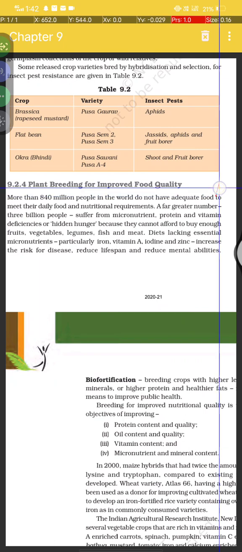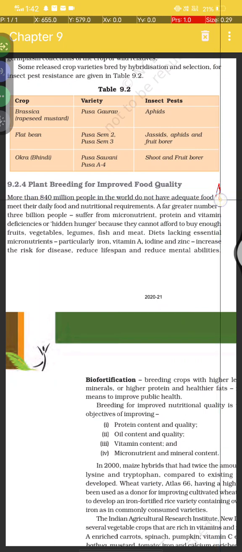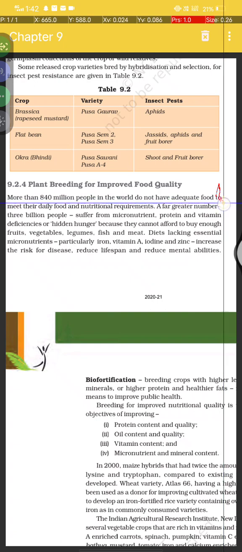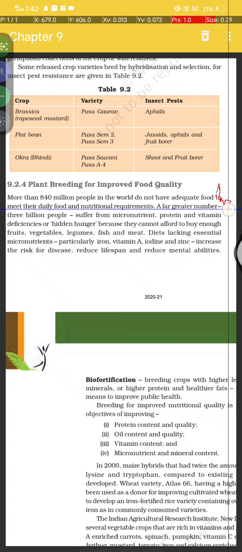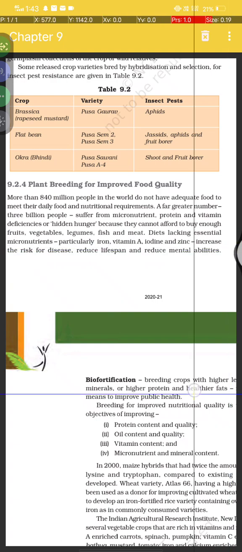9.2.4 Plant breeding for improved food quality. More than 840 million people in the world do not have adequate food to meet their daily nutritional requirements, and far greater than 3 billion people suffer from micronutrient, protein and vitamin deficiency, or hidden hunger, because they cannot afford to buy enough fruits, vegetables, legumes, fish and meat. Diets lacking essential micronutrients, particularly iron, vitamin A, iodine and zinc, increase the risk of diseases, reduce lifespan and reduce mental ability.